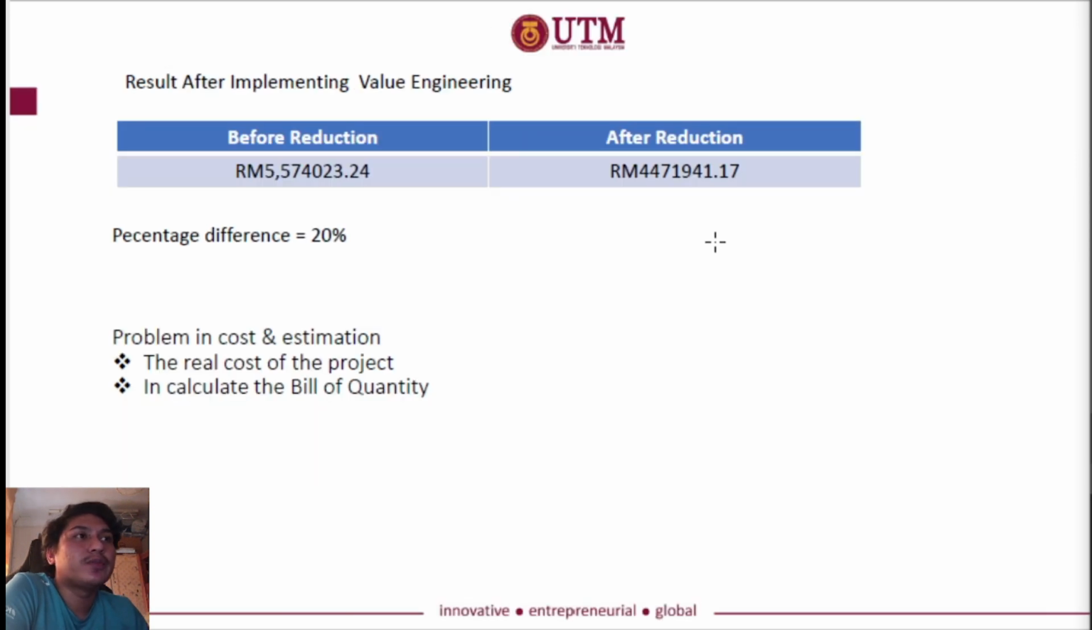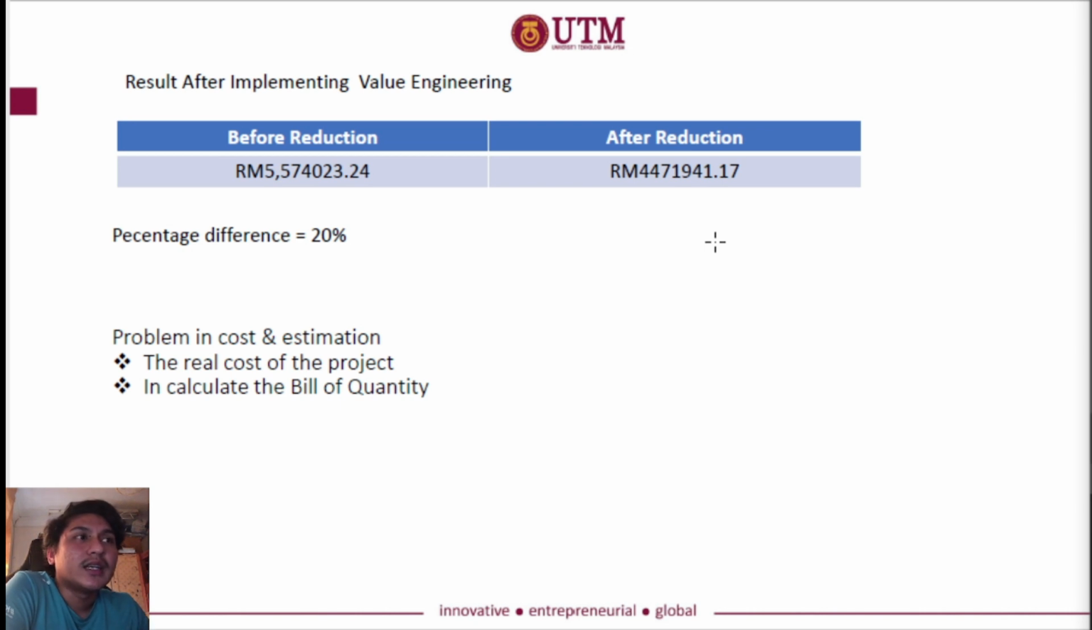After we have done with the bill of quantity, we have to implement value engineering. Then we can compare the cost before and after reduction. So the percentage difference is 20%. There is so much amount of money that we can reduce during the construction process. So I want to tell you the last info, which is the problem we faced during the cost and estimating process.